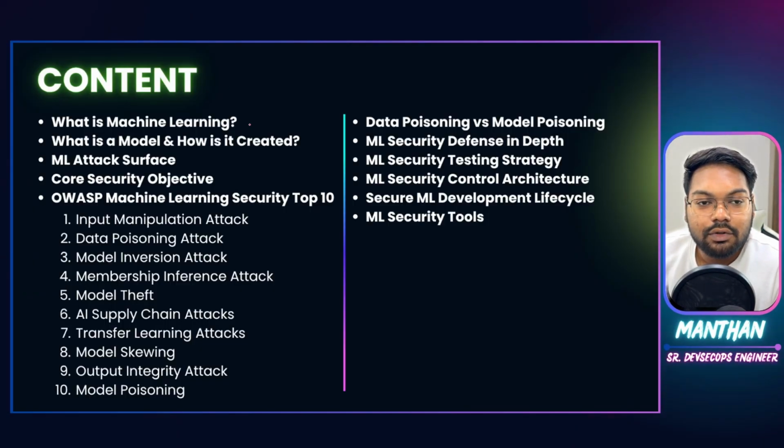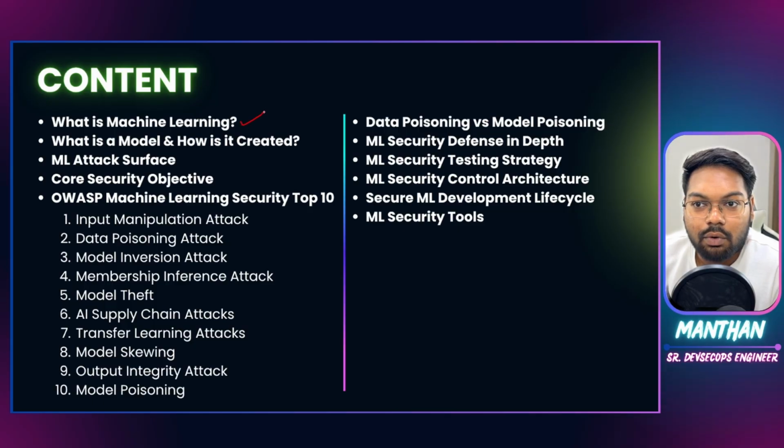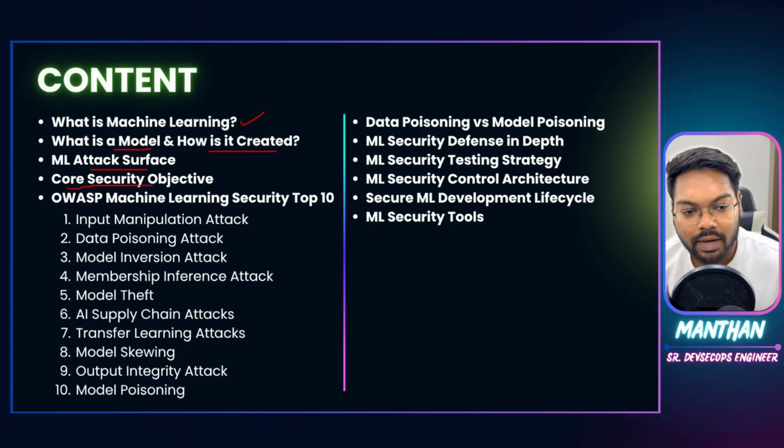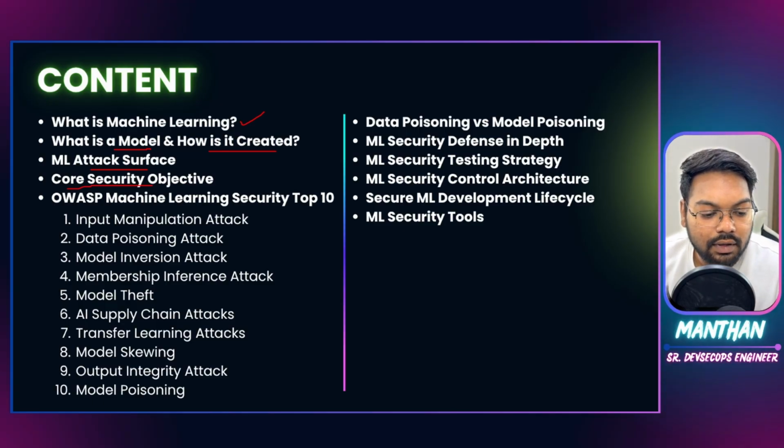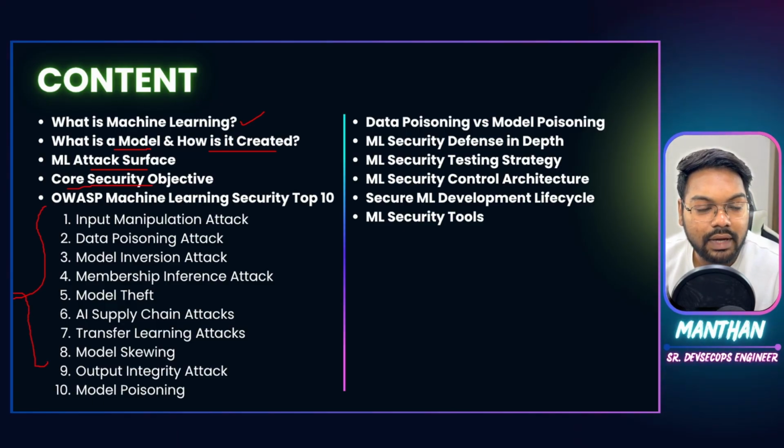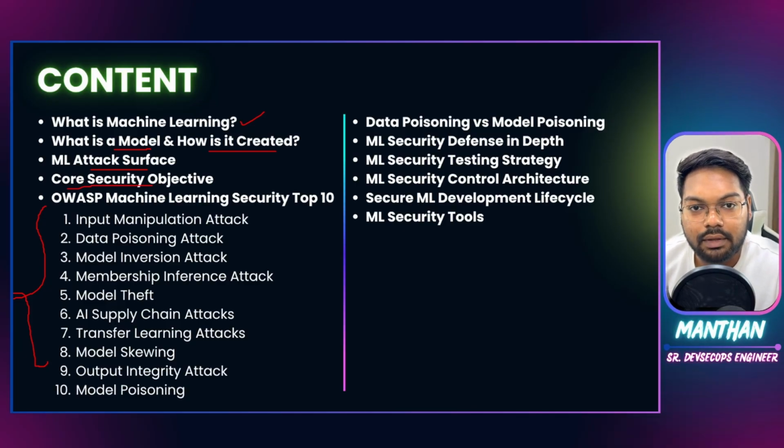First of all, we will start with the basics, in which we will deal with what is machine learning and what is a model, which is the base of this machine learning technology, and how it is created. Then we will see what are the different attack surfaces that you can find for machine learning technologies, and then the core security objective that we as security engineers have to plan for these technologies. Then we will learn these security flaws that could arise when we are developing models or these machine learning algorithms and patterns, and then we are feeding data to it.